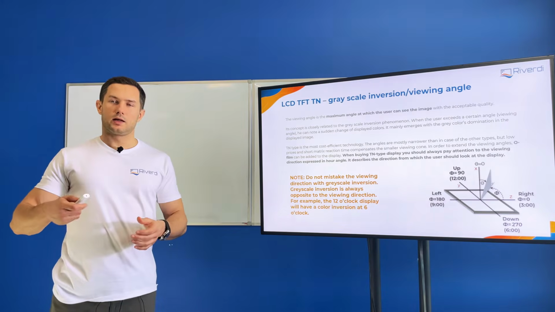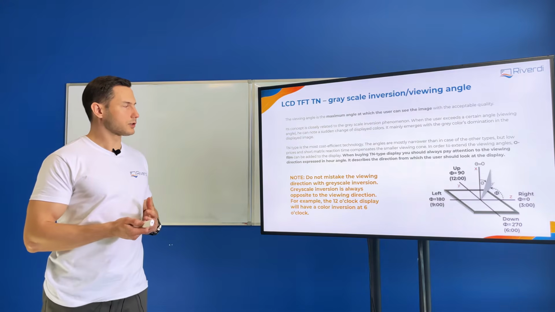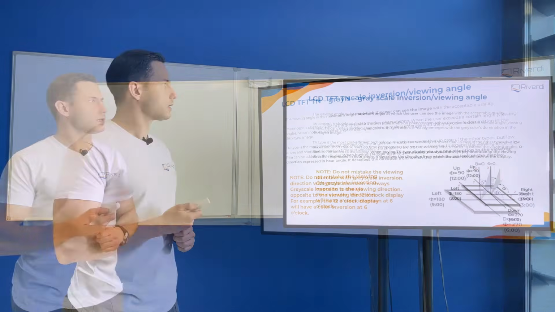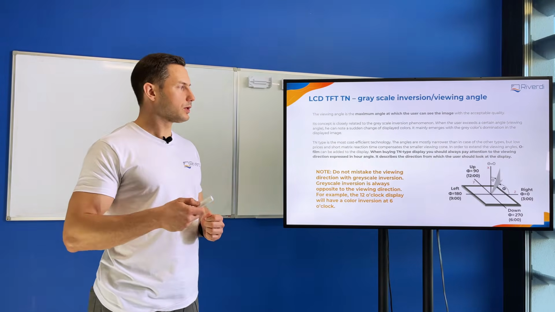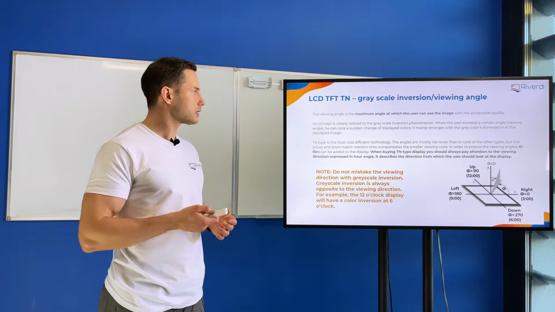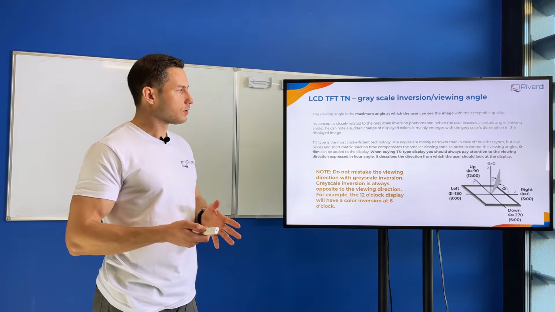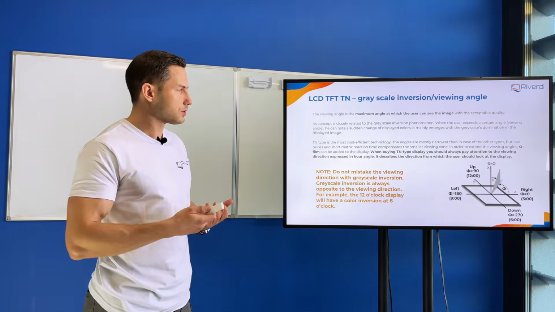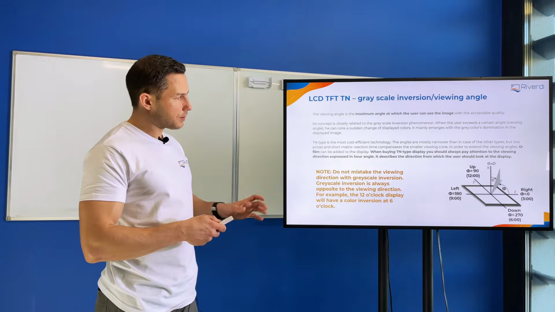But if we buy the more common or older display technology, that will be a TN, so twisted nematic display, we need to think where we will use the display, because we'll have this problem with the grayscale inversion, and one viewing angle will not be good, for example, for humans to see. Yes, so this is sometimes confusing.